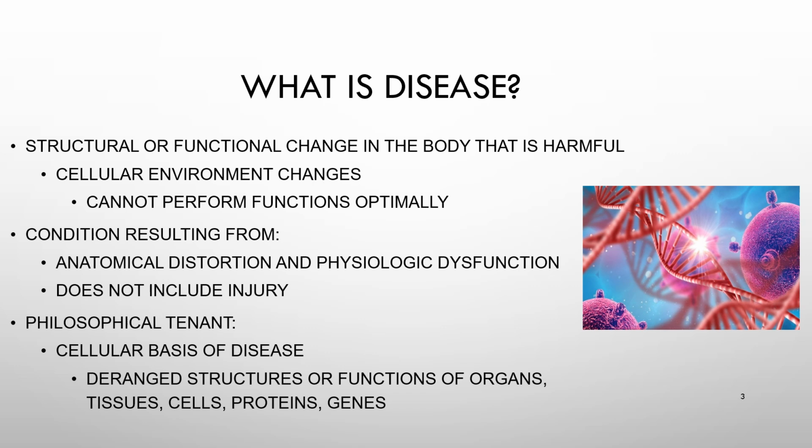The philosophical foundation of modern pathology is the cellular basis of disease. Every disease process, no matter how complex, can ultimately be traced back to deranged structures or functions at the level of organs, tissues, cells, proteins, or even genes. For histotechnologists, this concept is everything. The slide you're cutting, staining, and interpreting represents those cellular and molecular changes frozen in time. You're not just looking at pink and purple, you're looking at the physical evidence of disease. If you understand this framework now, the rest of the course will make much more sense, and your diagnostic confidence will grow with it.